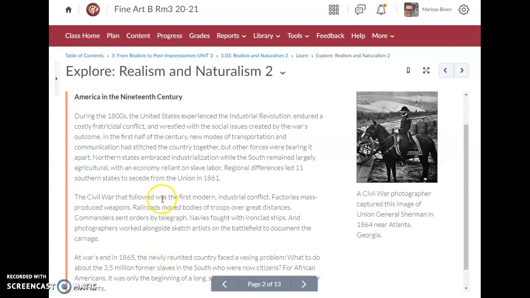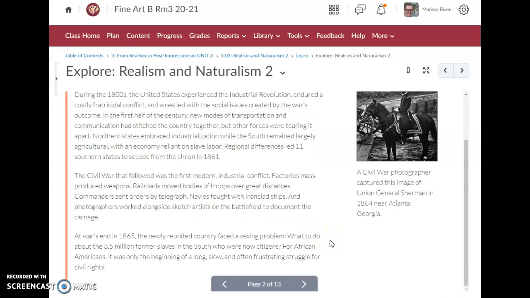So, this was the first big modern war after the Industrial Revolution. So those factories that we've talked about producing goods for people are now producing weapons. The railroads that were moving people and goods are now moving troops. Commanders are using this new technology of telegraphs to communicate orders. Navies are fighting with these new ironclad ships. And photographers and sketch artists are going along with the soldiers on the battlefield to document everything. So this is the first war that we have actual photographs from.